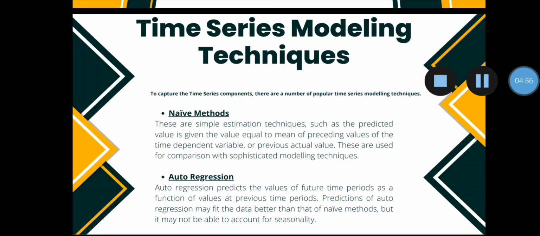Autoregression. Autoregression predicts the value of a future time period as a function of values at previous time periods. Predictions of autoregression may fit the data better than those of naive methods, but it may not be able to account for seasonality.